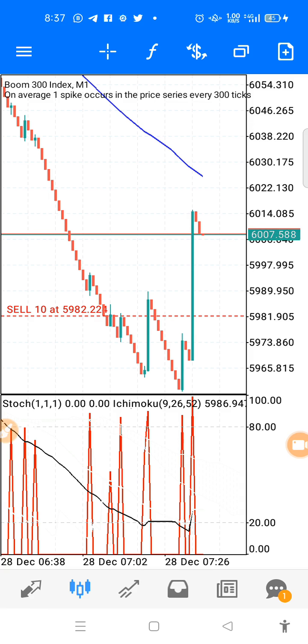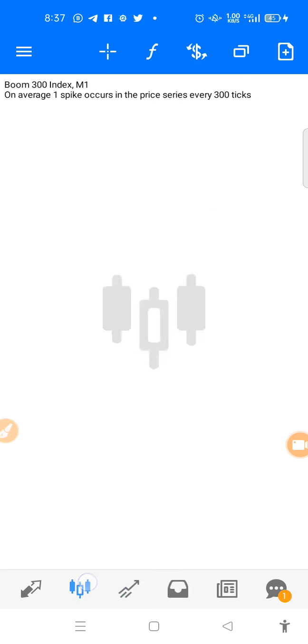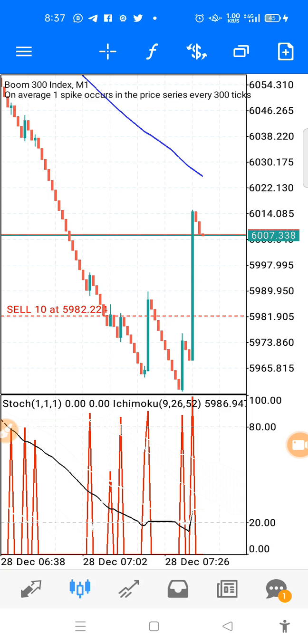But one thing that is very, very important is that you must ensure that you are not tempted to just enter when you see the Ichimoku and the stochastic at the overbought or oversold level alone. They are not enough criteria for you to trade. In the case of buying Boom, you have to wait for the market to have spiked above the moving average and return back to that moving average level before you buy.